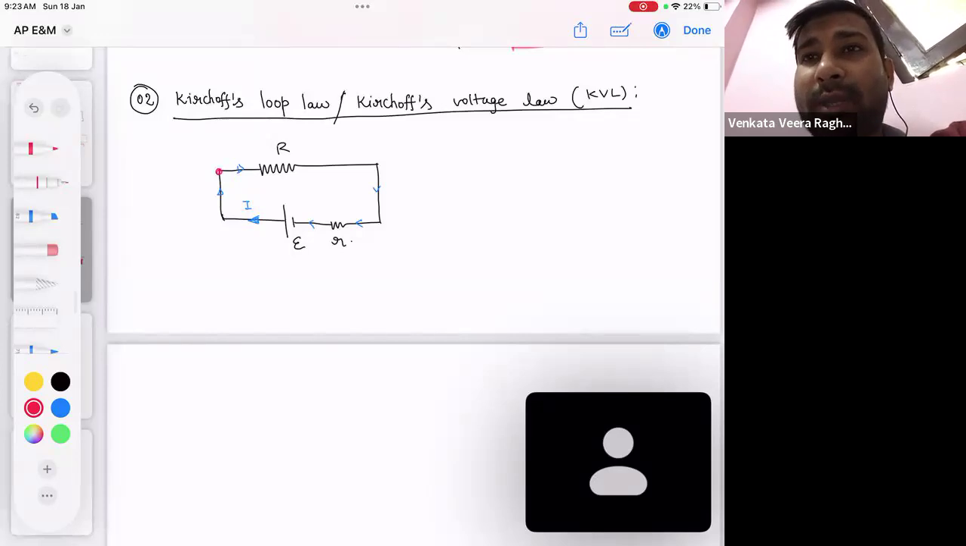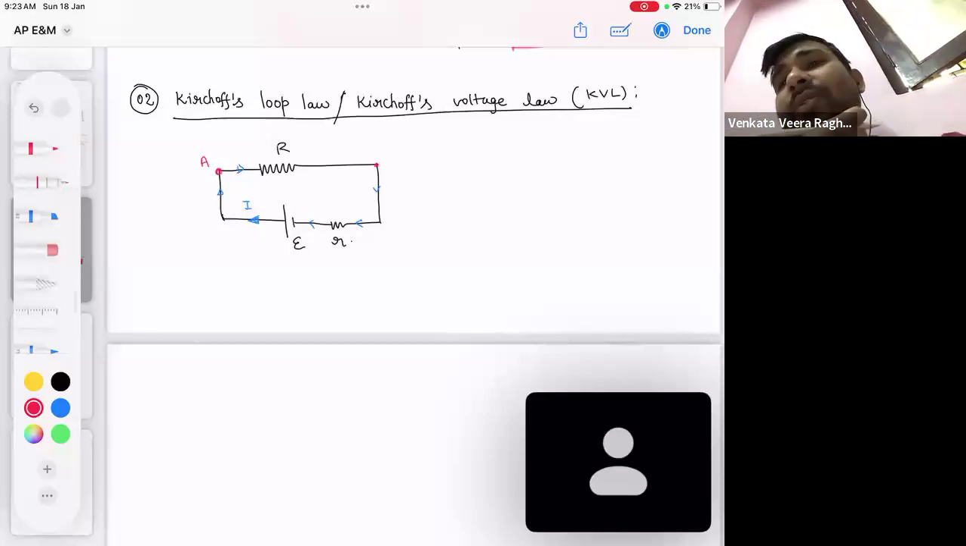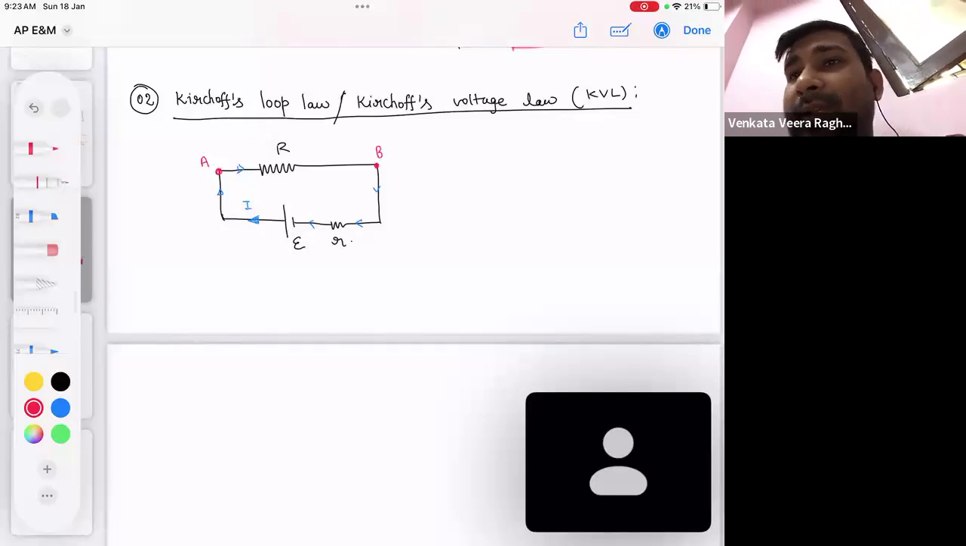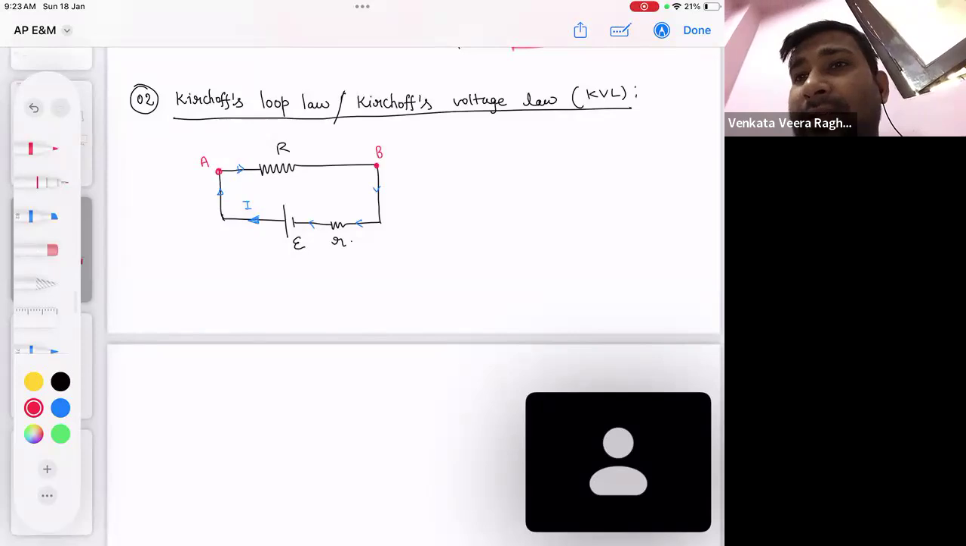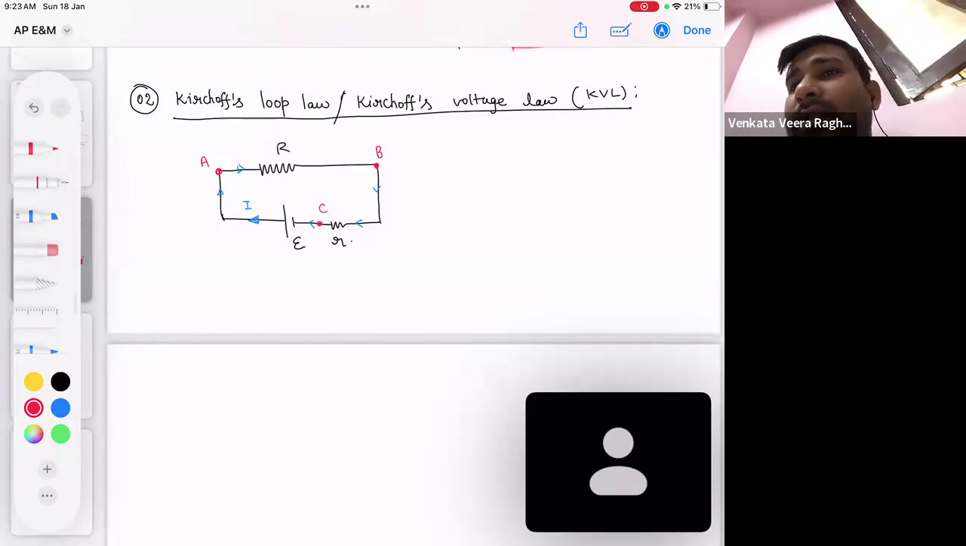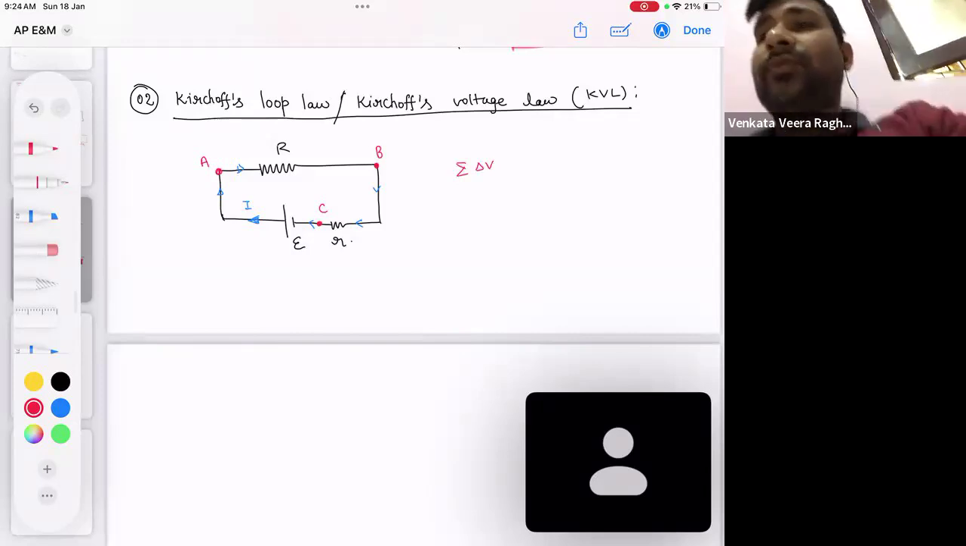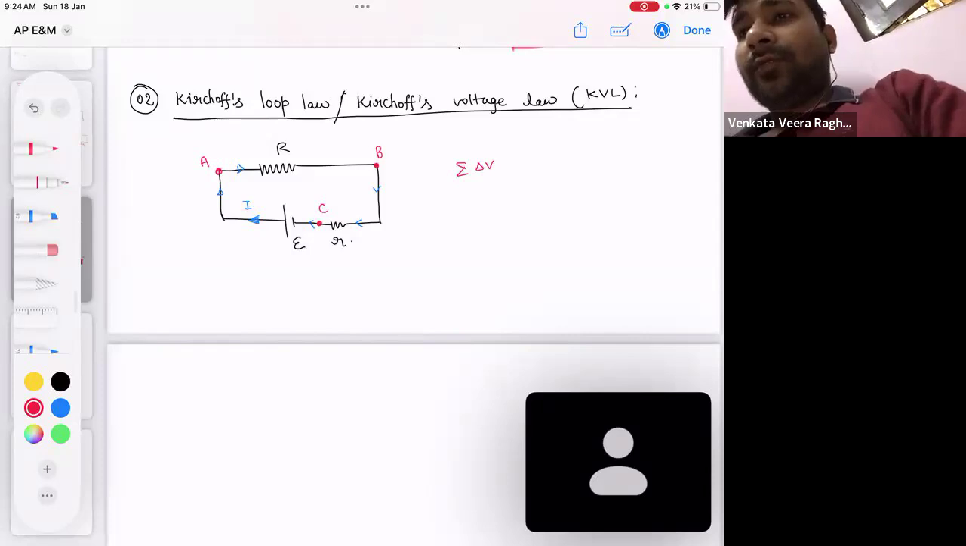Let's call this point A. And in the loop, you can go in any direction. You can go clockwise, you can go anti-clockwise. So let's say you went from A to B, a resistor came in between, then you went from B to C, another resistance came, and then you again come back to the same point A, right? So, as per Kirchhoff's voltage law, what happens? Summation of voltage drop.